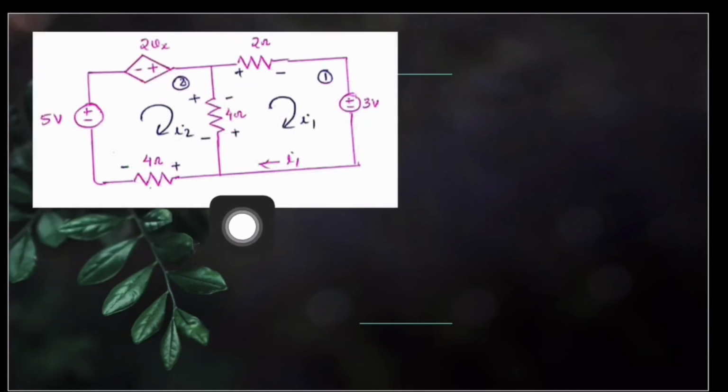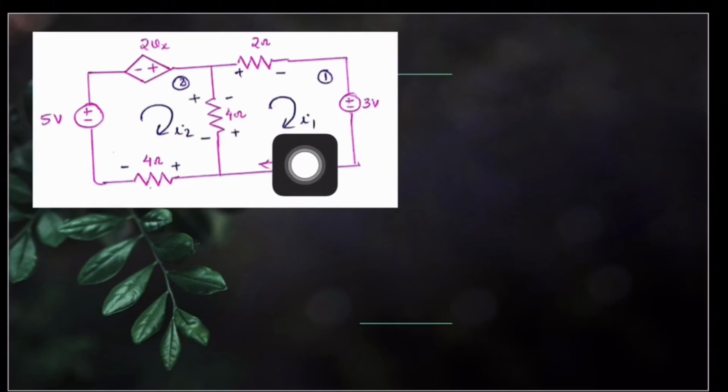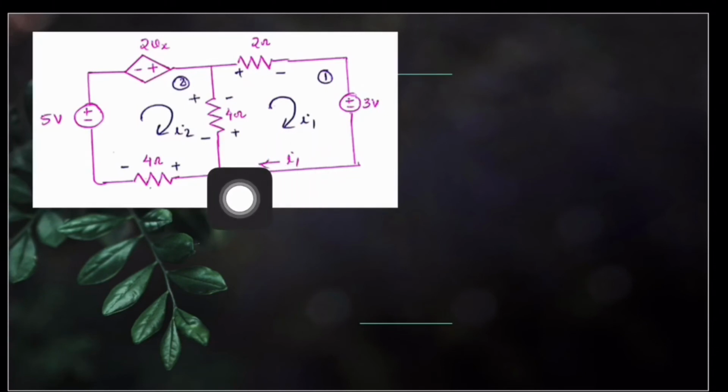So this is the network and we are going to write KVL equations in these two meshes. First, look at this first mesh. Starting at this point, first we observe the voltage drop across this 4 ohm. There is an interesting point regarding this 4 ohm resistor. It is common to both meshes. Hence, the current through this 4 ohm should be taken as the algebraic sum of these two mesh currents.